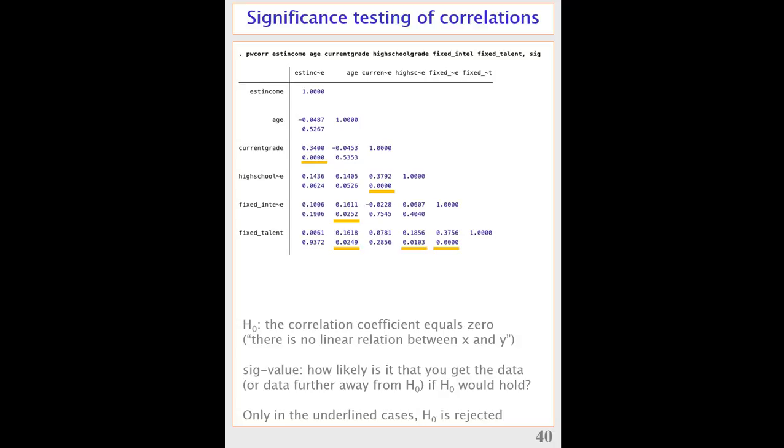And here you see, for instance, in that one, the correlation between estimated income and current grade is 0.34. And here we reject H0, where H0 is that 0.34 is actually a zero in the population. Well, how likely would it be that the correlation is zero in the population and we get data like this? Well, not very likely. So in this case, H0 is rejected. And I have added these orange lines for all the cases where the number that we get here is below 0.05. Try to increase it a little bit in size.